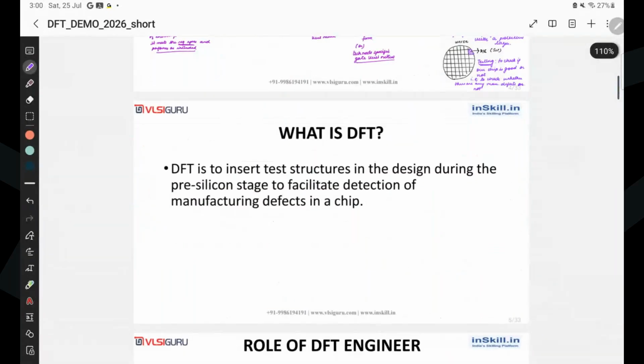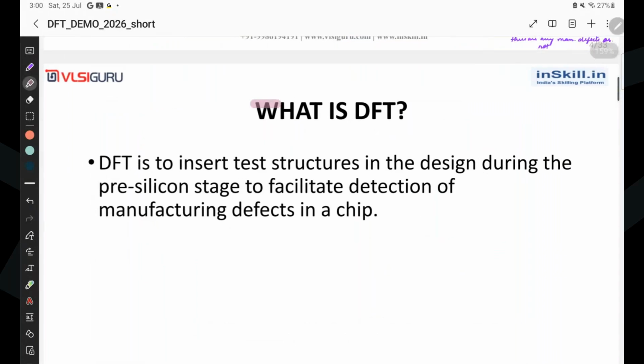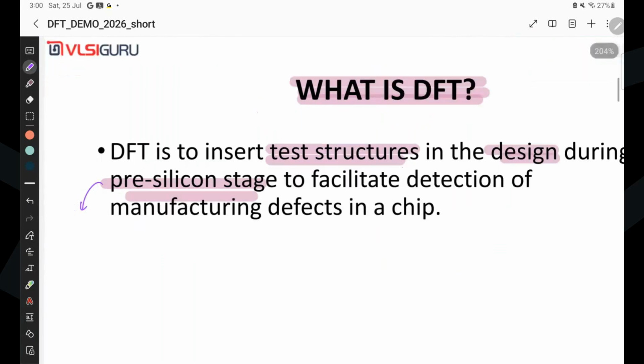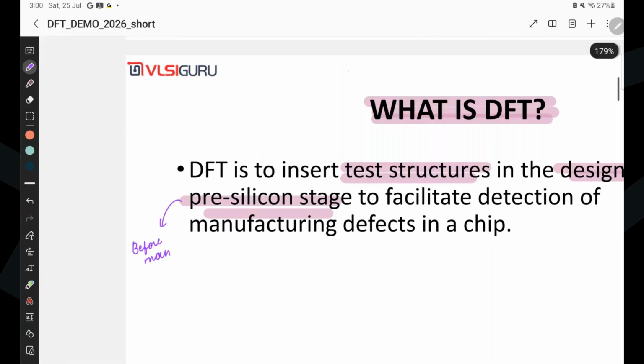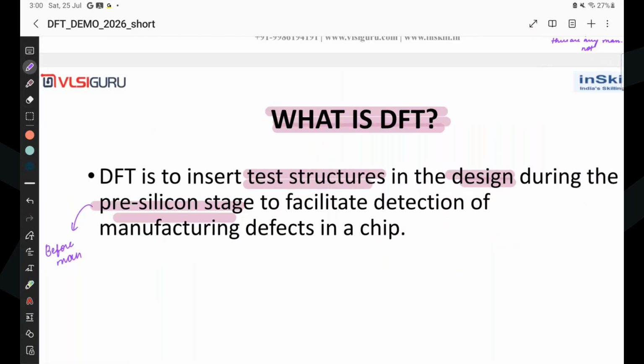So DFT means it is actually to insert test structures in the design during the pre-silicon stage. Pre-silicon stage means before manufacturing. To facilitate, that is, to help detection of manufacturing defects in the chip.